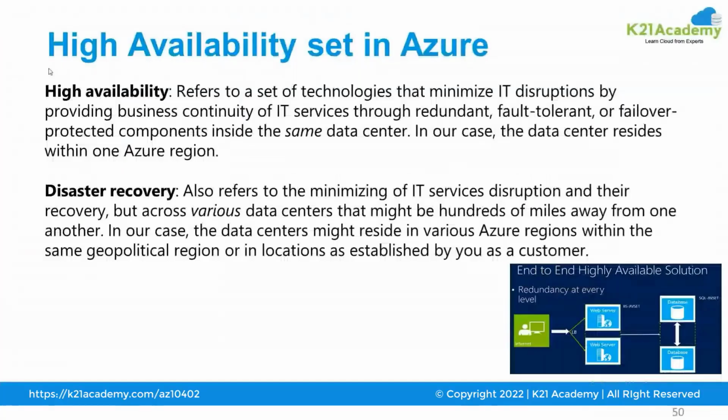High availability of Azure resources. There were two things when we are talking about high availability. There is something called local high availability and there is something called regional high availability. That's what we have discussed before. But let's see. High availability refers to a set of technologies that minimize IT disruptions by providing business continuity of IT services through redundant, fault tolerant, or failover protected components inside the same data center. So when we are talking about the same data center, it is local high availability. The data center resides within one Azure region. That's what we are talking about.